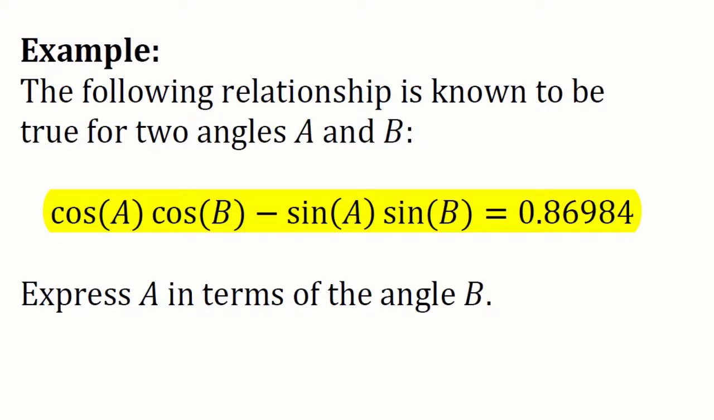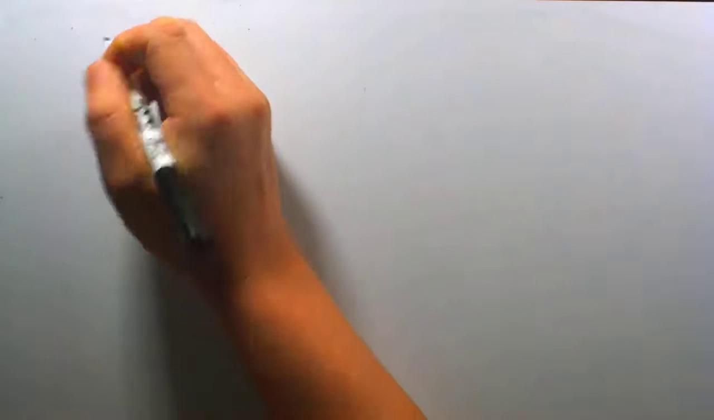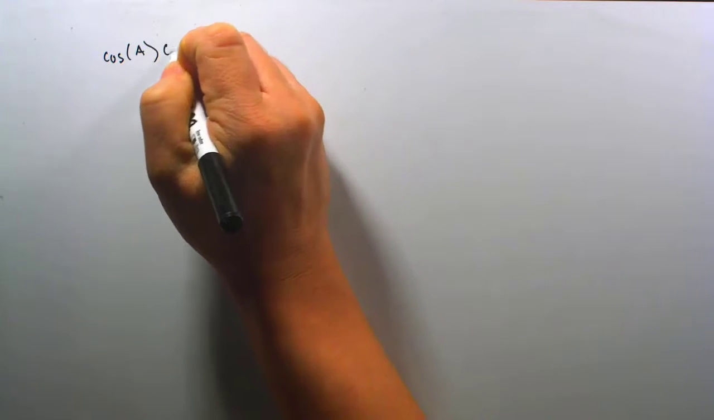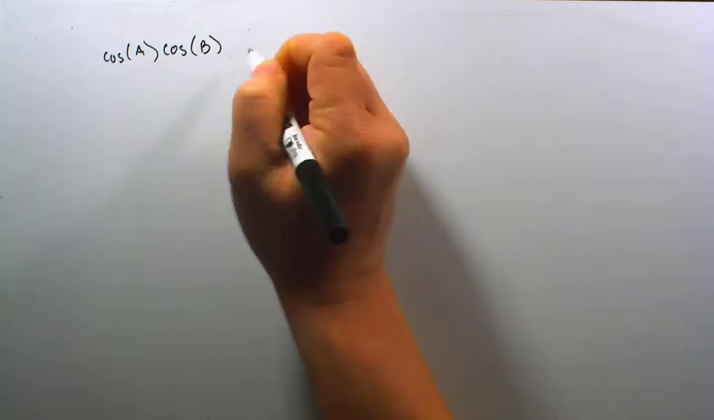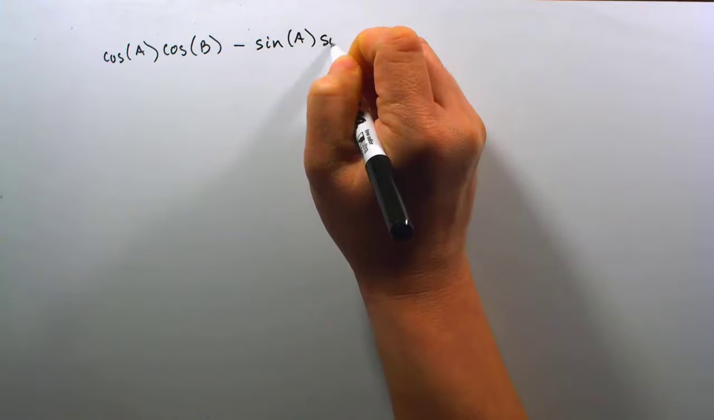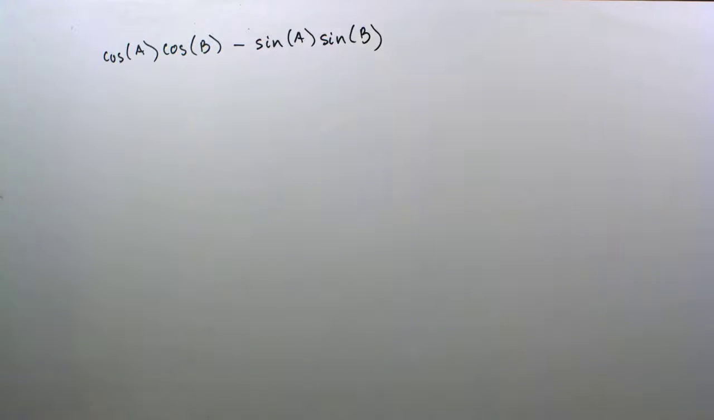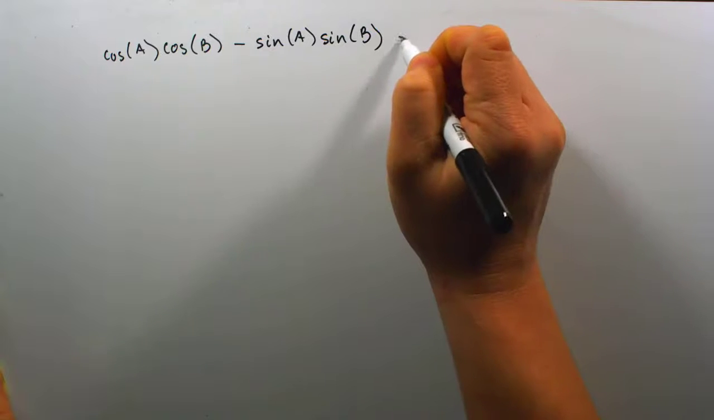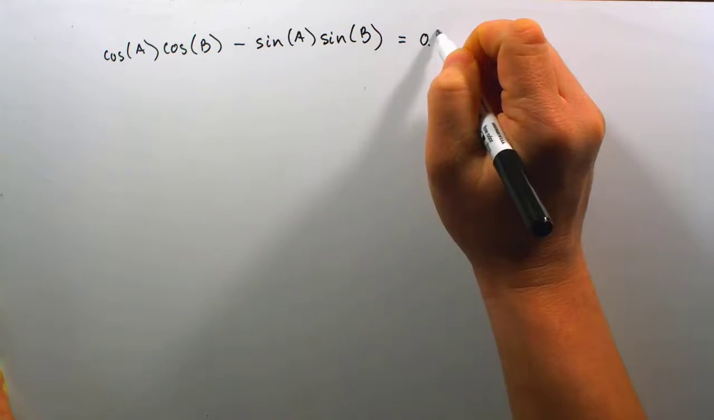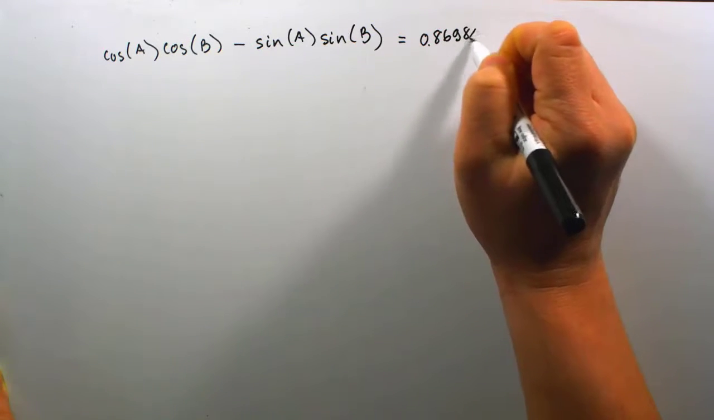And so now on my writing board here, let's start writing down the relationship that we've had. Cosine of A times cosine of B minus sine of A times sine of B. And we had this expression here given to be equal to 0.86984.